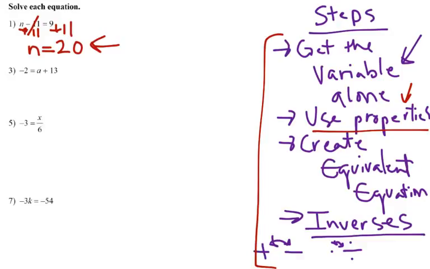So if we look at number 3, negative 2 equals a plus 13. So if I add 13 to a, I'm going to get negative 2. But I want to know what a is. So I do the inverse to a. I subtract 13. Because I have to use my properties, I did it to one side, I have to do it to the other side. I have to subtract 13. So 13 minus 13 would give me 0, but we know that adding 0 doesn't do anything, so I'm left with a equals negative 2 minus 13, which is negative 15.